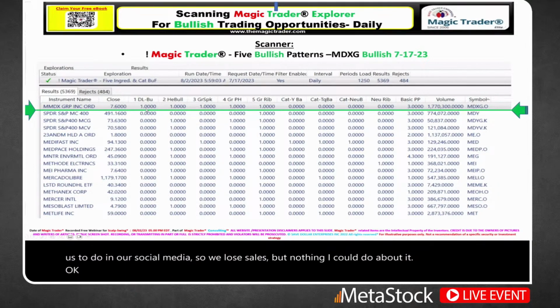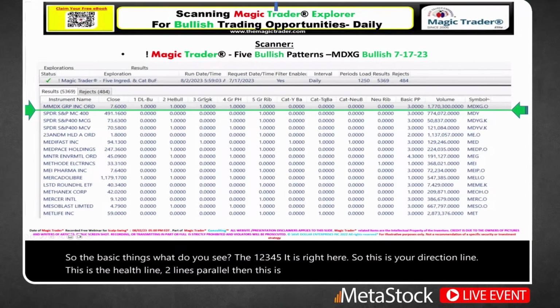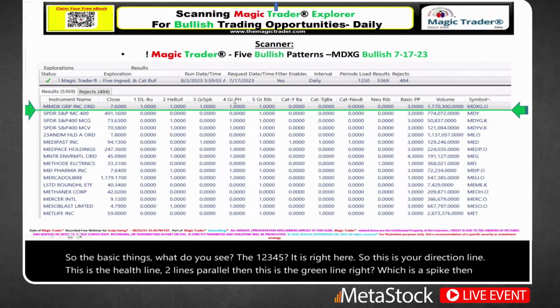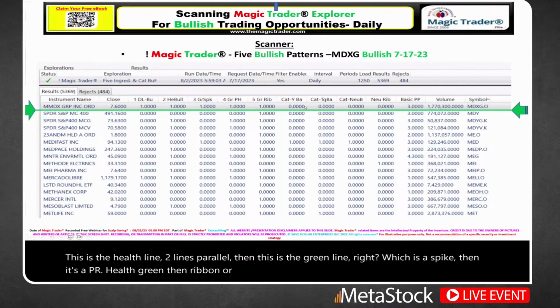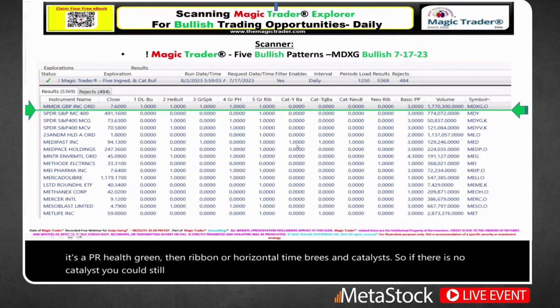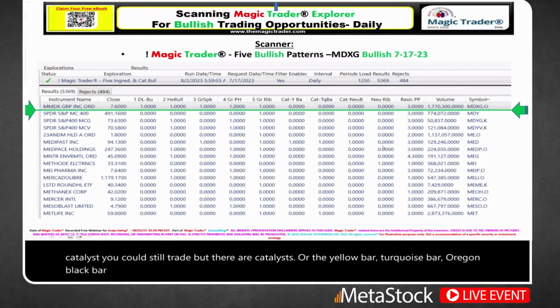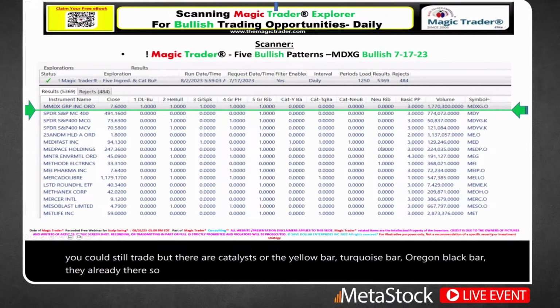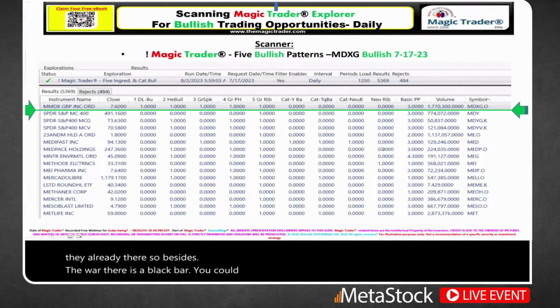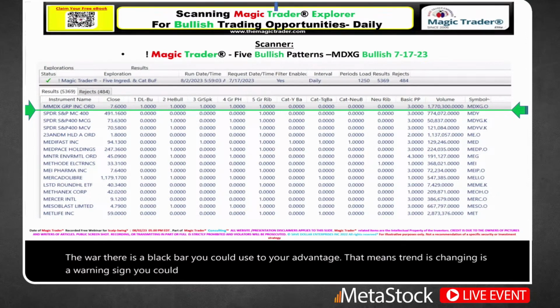Okay, so the basic things, what you see, the 1, 2, 3, 4, 5, it is right here. This is your direction line. This is the health line, two lines parallel. Then this is the green line, right, which is a spike. Then it's a pure health green. Then the ribbon or horizontal time risk and catalyst. If there is no catalyst, you could still trade, but there are catalysts, either a yellow bar, turquoise bar, or a black bar. They're already there. Besides the yellow bar, there is a black bar you could use to your advantage. That means the trend is changing. It's a warning sign. You could take the entries, look at the smaller time frame.